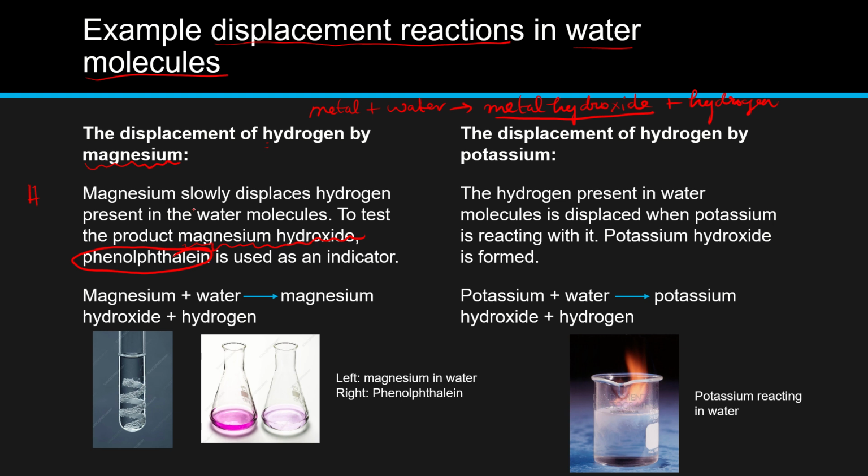Now, this is a magnesium ribbon and this is phenolphthalein, an indicator. So, this is the magnesium ribbon. Now, the hydrogen which is present in the water, the magnesium is displacing this and the hydrogen is coming out as bubbles.